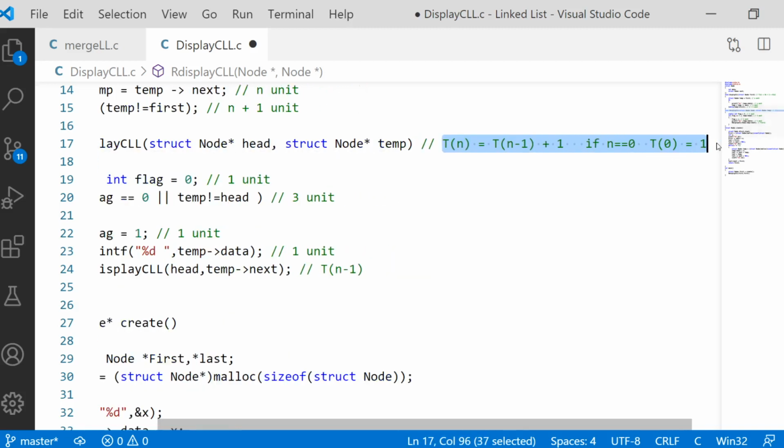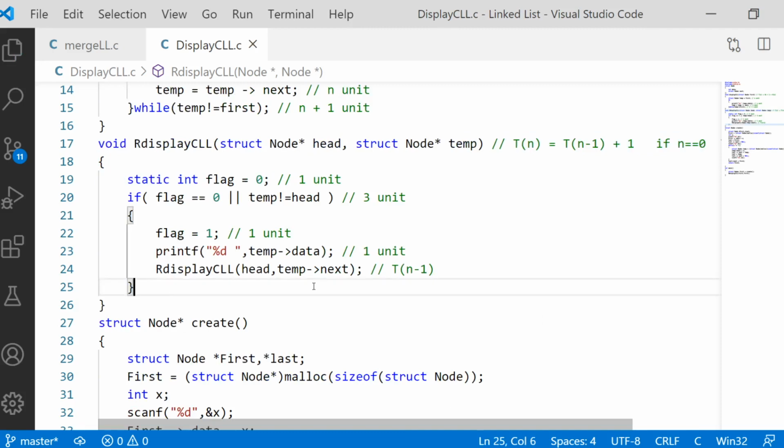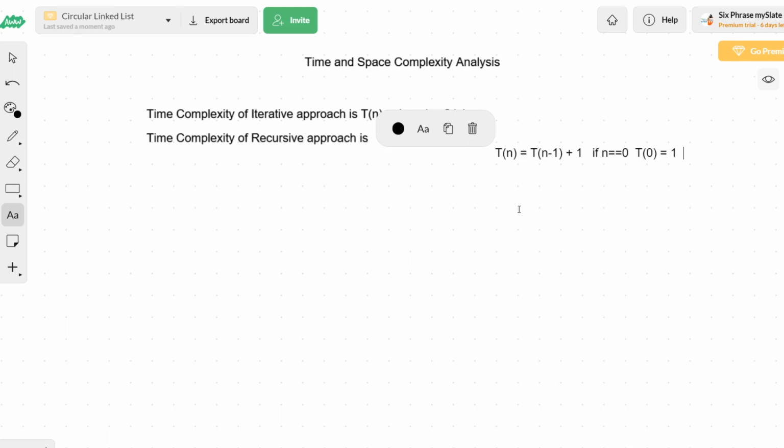Okay, so taking this equation, let us solve the recurrence relation with the help of the successive substitution method. I'll just take the equation, and this equation will become equation number 1.